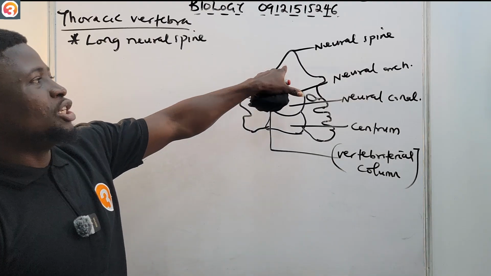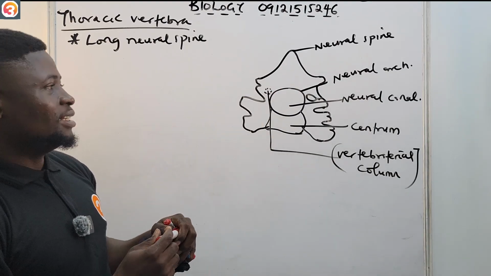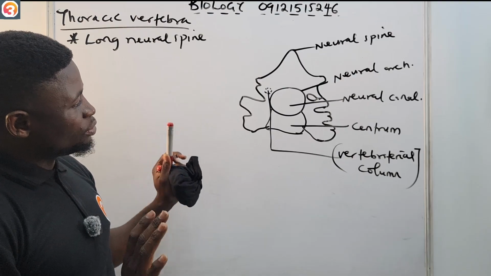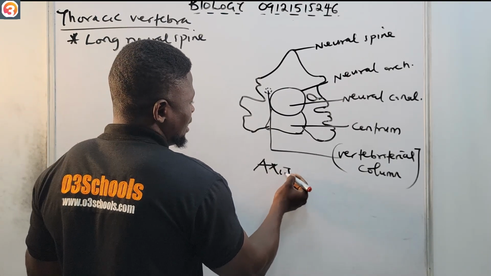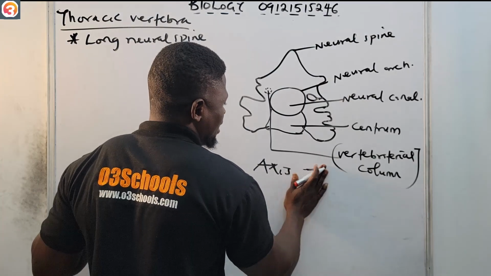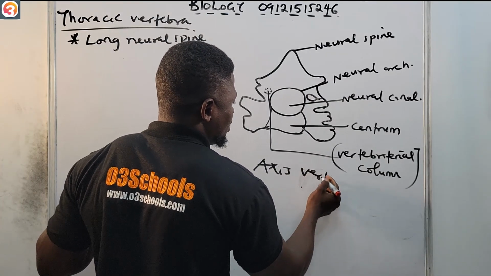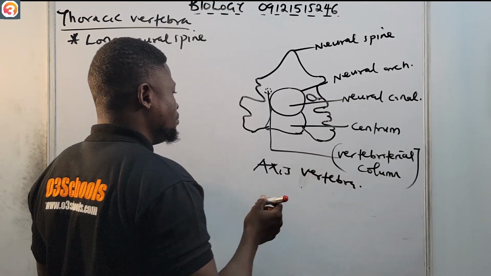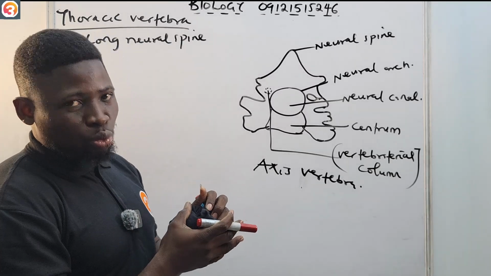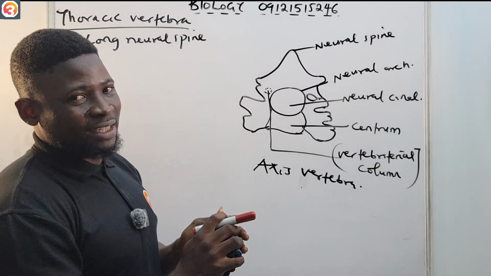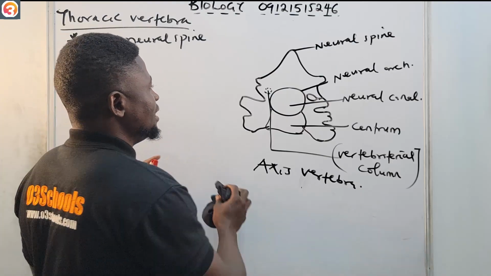It is characterized by a short neural spine, as you can see there. This is the axis vertebra, which is an example, the second vertebra, C2, of the cervical vertebra. Take note of this.